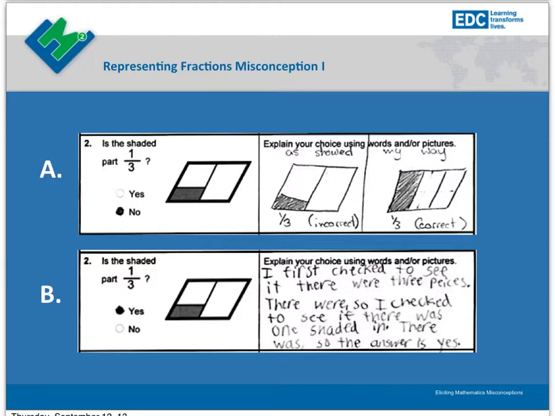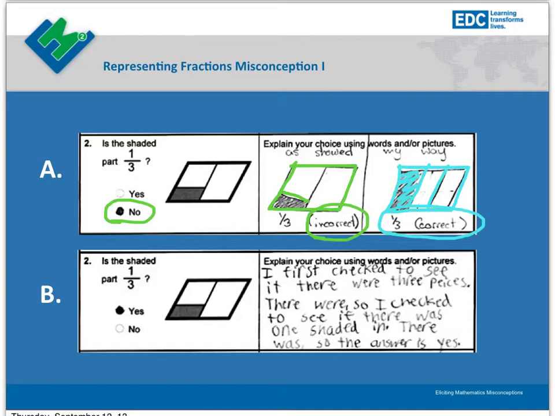In the second example where students were asked, "Is the shaded part 1/3?" we can see student A chose the correct response. And looking closely at student A's thinking, we can see that the student redrew the original figure and said it was incorrect. Then drew another figure divided equally into thirds with 1/3 shaded in, and indicated that is correct. This is evidence that the student did consider the size of the pieces when making their decision.